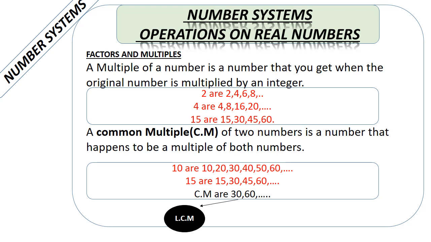For multiples, we don't have the highest common multiple because they go forever, so it's difficult to know what the highest common multiple is. So this marks the end of this part of number systems, which is operations on real numbers. Check out the next video, which is the third subtopic for this topic. Happy solving.